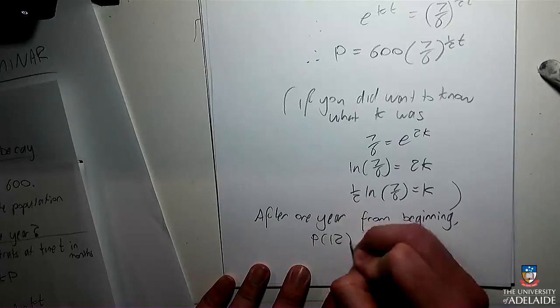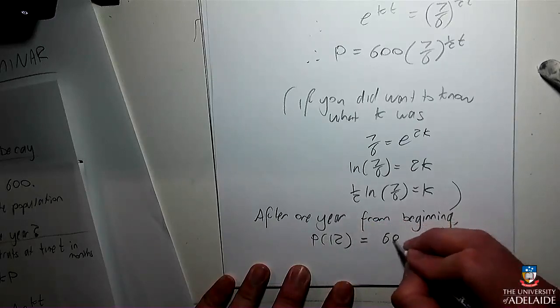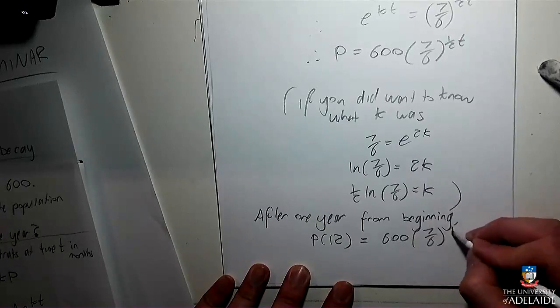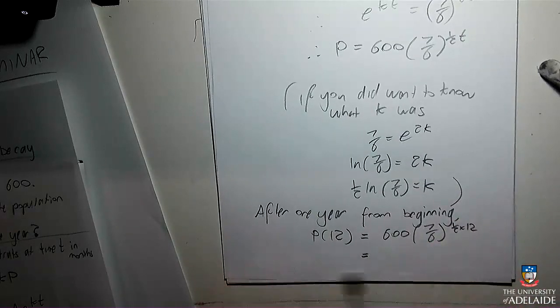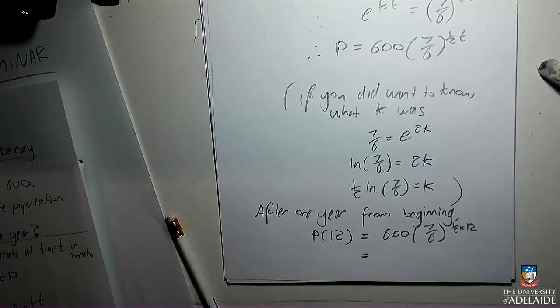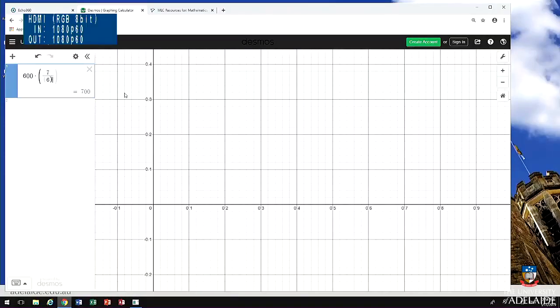So that's P of 12 because it's measured in months, which is 600 times 7/6 to the half times 12, which I can now use an ordinary calculator, or since I don't have one on me, Desmos. Well, it was to the power of half of 12, right, which is 1,512.9. All right, so approximately 1,513, roughly.